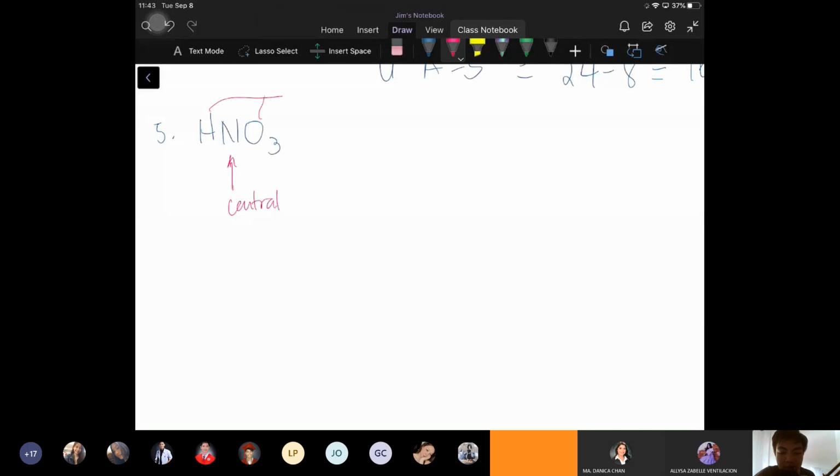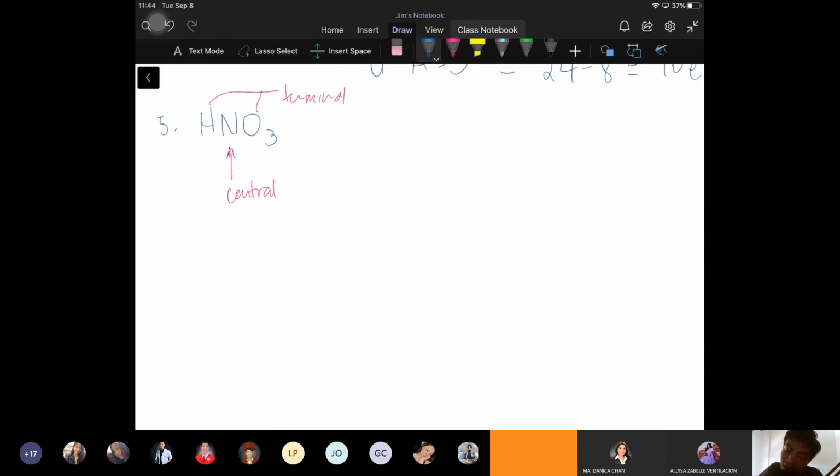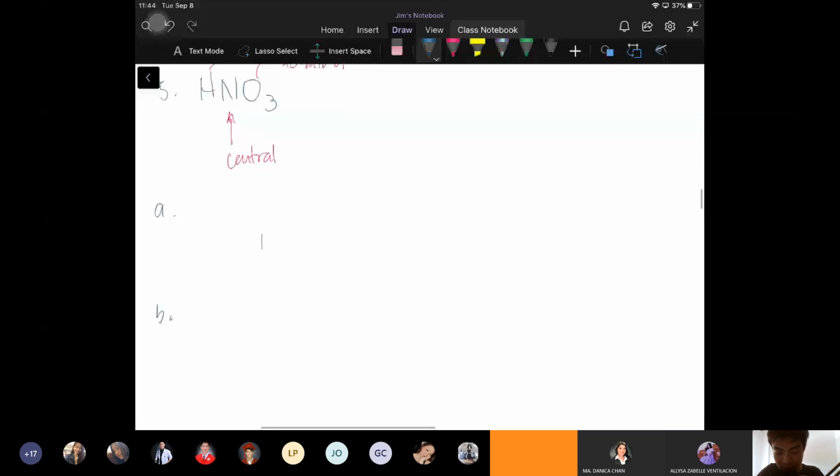That means these two are my terminal atoms, diba? I have many ways to arrange this. Actually, dalawa lang. Ang pwede ko gawin is una, yung nitrogen nasa gitna, then yung tatlong atoms nakapalibot sa kanya.